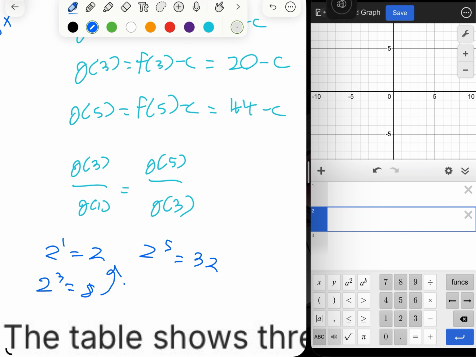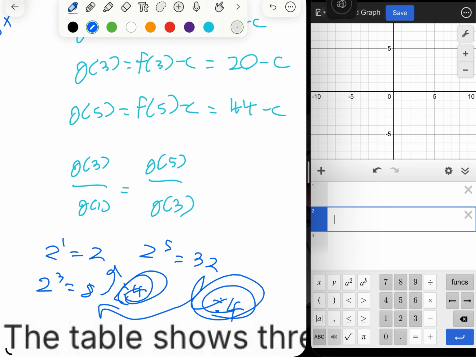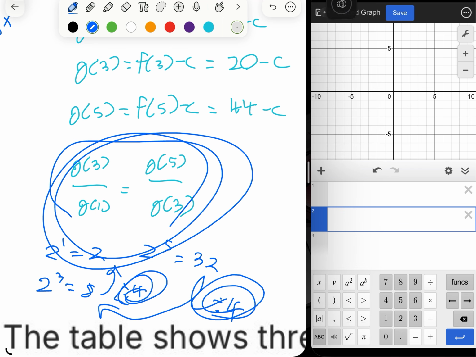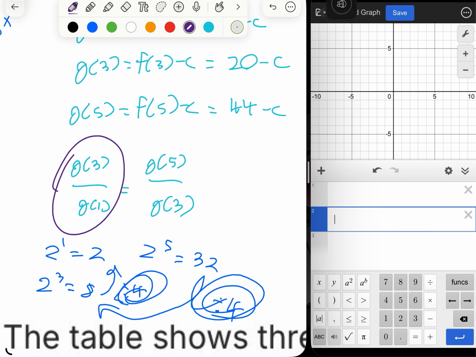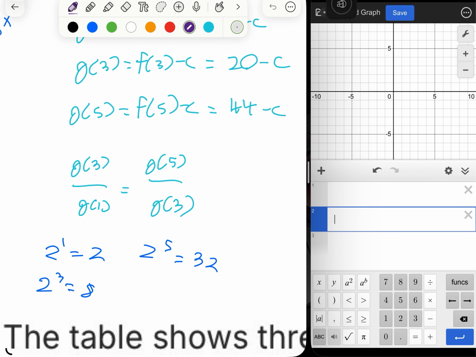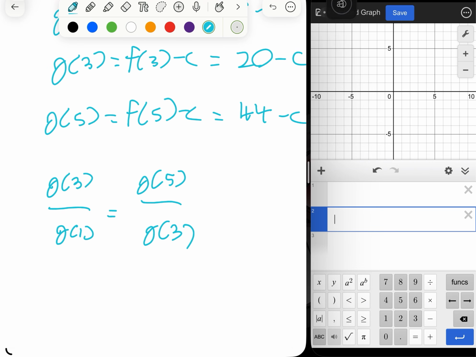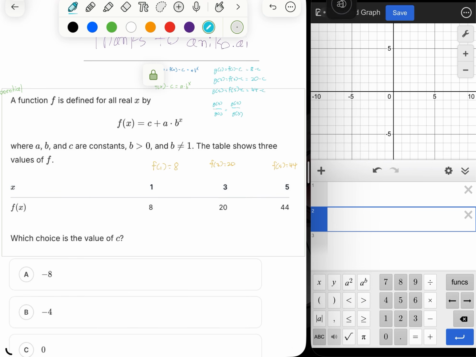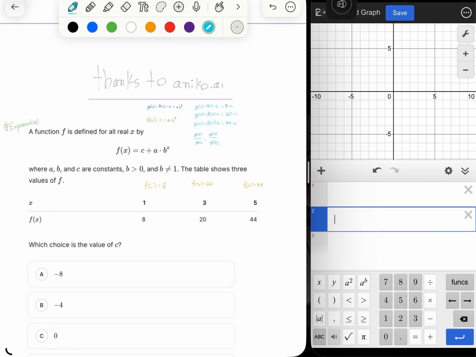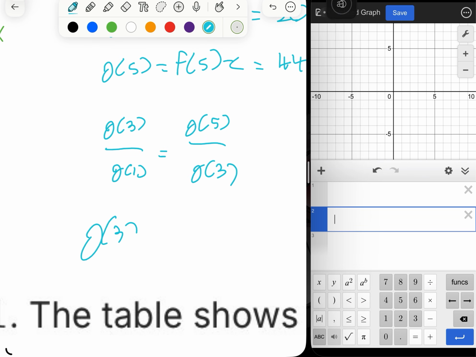From 8 to 2, you're dividing by 4. From 32 to 8, you're dividing by 4. So again, that's a common ratio. Therefore, you can set these equal to each other, because g of 3 over g of 1 and g of 5 over g of 3 both have a common ratio. So now it's much easier, because if you cross multiply, you get g of 3 times g of 3, which is g of 3 squared. So you have g of 3 squared equals g of 1 times g of 5.